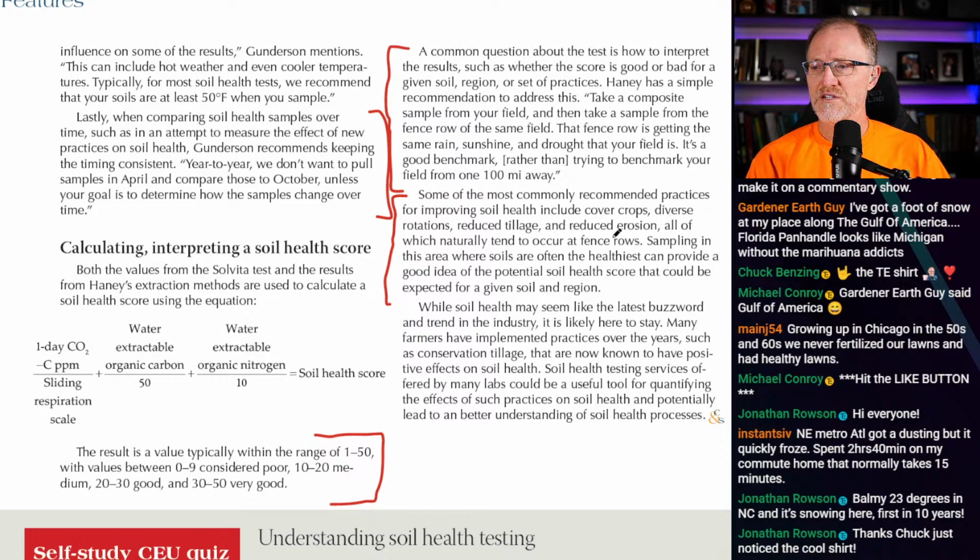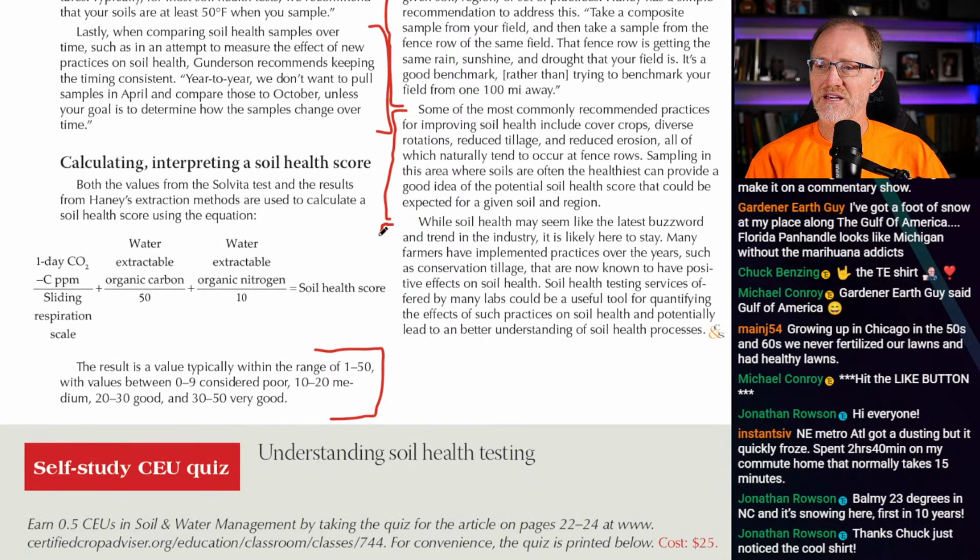Diverse rotations, reduce tillage, and reduce erosion, all of which naturally tend to occur on fence rows. Sampling in these areas where soils, okay, talking about sampling those soils. While soil health may seem like the latest buzzword and trend in the industry, it is likely here to stay. Many farmers have implemented practices over the years, such as conservation tillage, that are now known to have positive effects on soil health. And we're going to talk about that in the next paper, whether or not that's accurate or not.